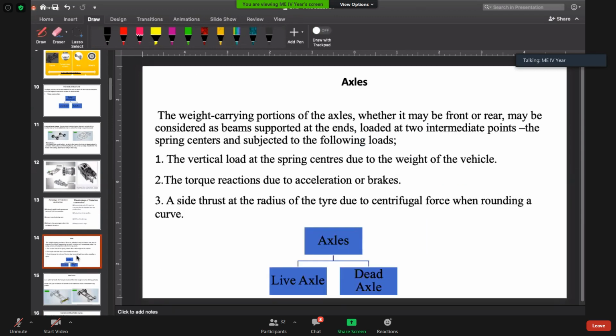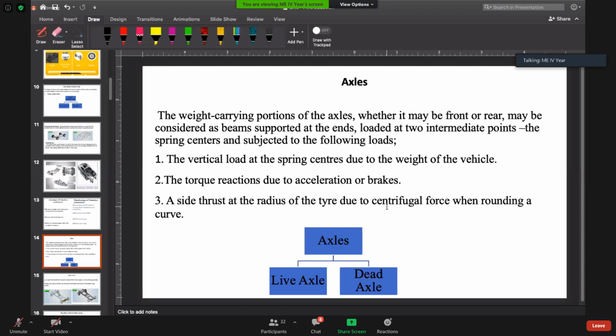Now coming to the axles, the weight carrying portion of the axles, whether it may be front or rear, may be considered as a beam supported at two ends, loaded at two intermediate points, the spring centers, subjected to following load. Now what are those loads? The vertical load at the spring center due to the weight of the vehicle, torque reaction due to acceleration and braking, side thrust at the radius of the tire due to centrifugal force when rounding a curve.